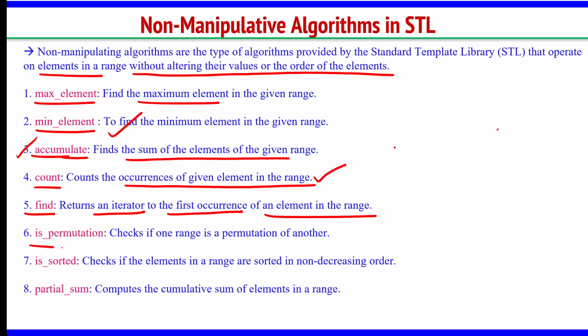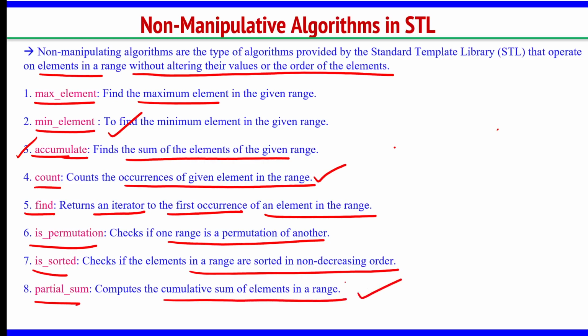Next is is_permutation, which checks if one range is a permutation of another. is_sorted checks if the range is in non-decreasing order or not. Partial sum computes the cumulative sum of elements in a range. So partial sum is very, very important. There is one more interesting placement question on this cumulative sum. Suppose you are given the array 10, 20, 30, 40, 50. Print the cumulative average is one question.